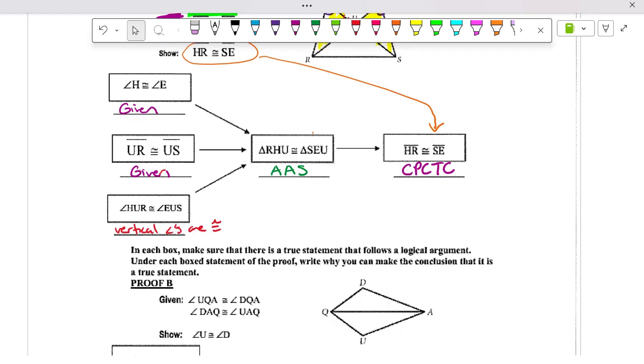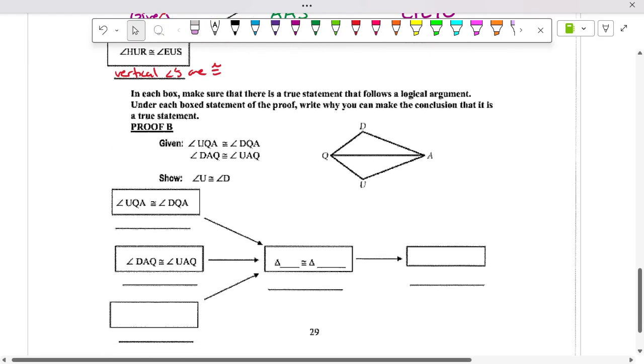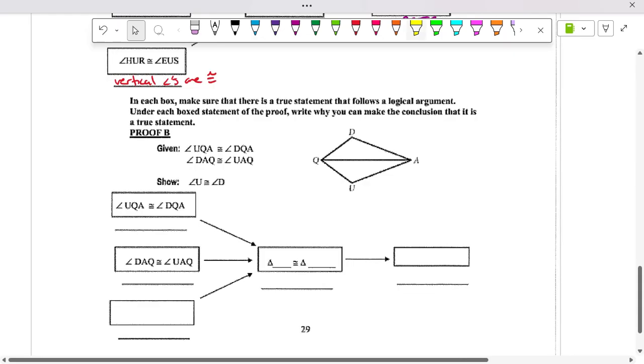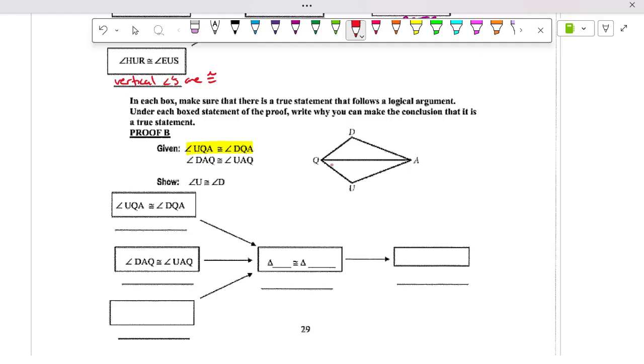All right. Now, let's try another one. This time, they didn't give us anything except for what was in the givens. So they said that angle UQA is congruent to DQA. So this angle is congruent to DQA, so this angle. They also said that angle DAQ, so this angle, is congruent to UAQ, so this angle. And they want us to show that angle U is congruent to angle D. So they want us to show that these two angles are congruent.